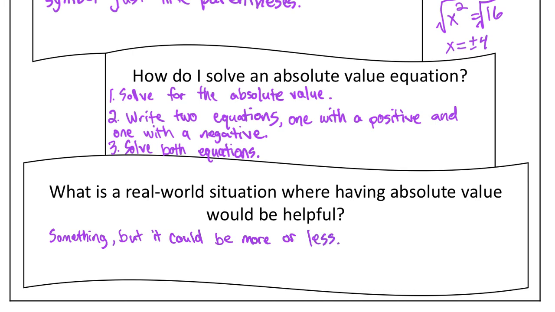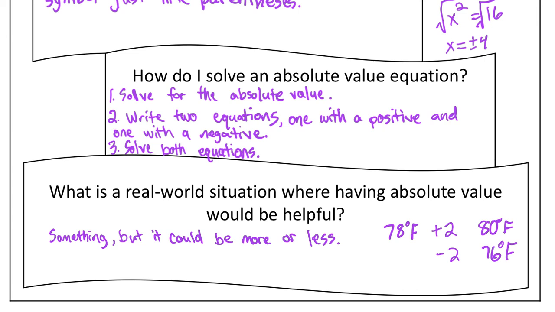So an example of that would be if you're like, okay, I think the weatherman says the temperature today is going to be 78 degrees. Okay, but we, from experience or whatever, know that the weatherman is usually within 2 degrees of what he predicts. So that means that it could be 78 plus 2, so that's 80, or it could be 78 minus 2, which is 76. And I didn't write this with absolute value, but I could.